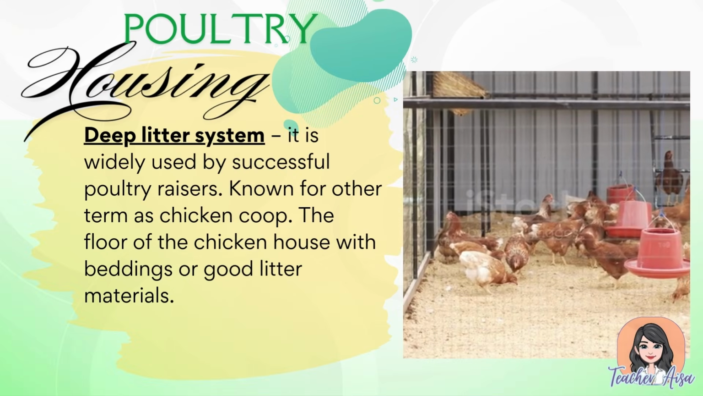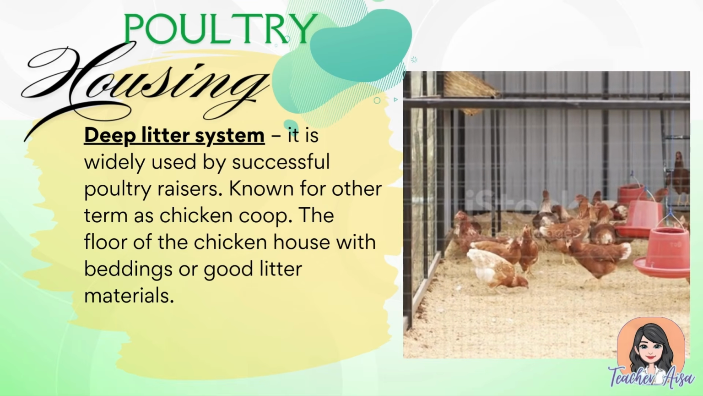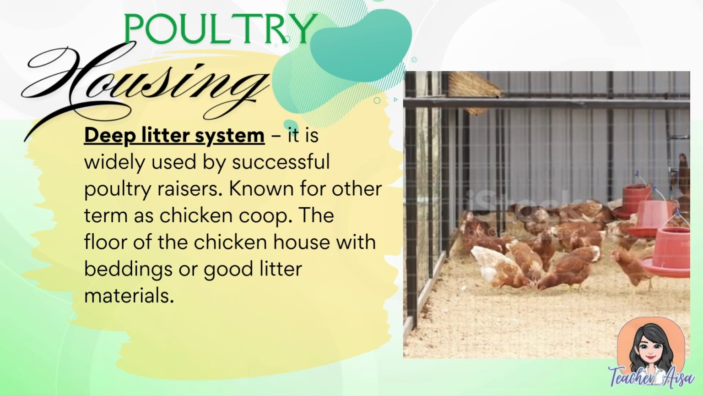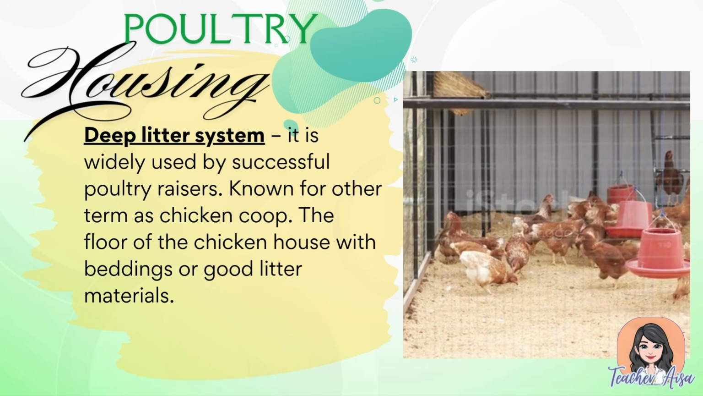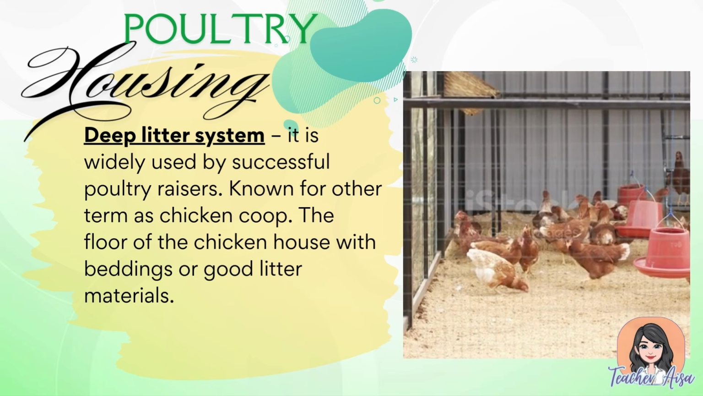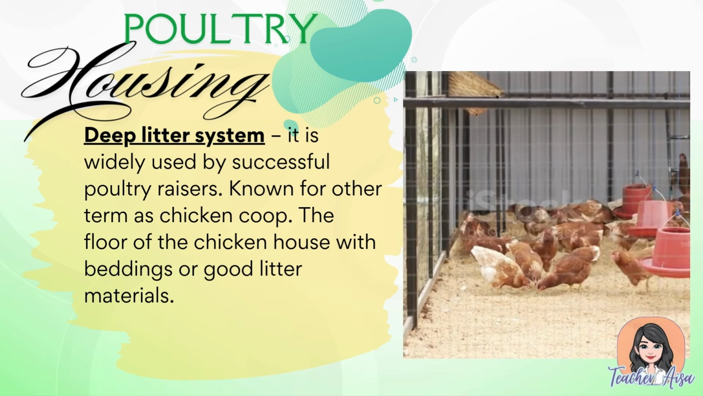Deep litter system. It is widely used by successful poultry raisers, known by another term as chicken coop. The floor of the chicken house has beddings or good litter materials. A good litter material for your poultry farm could be straw, sawdust, or leaves to the depth of 2–3 inches. There is easy access to feed, water, and egg collection.